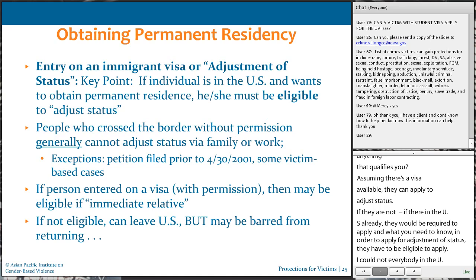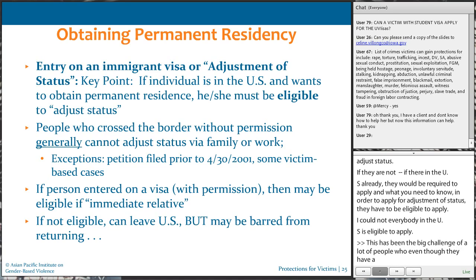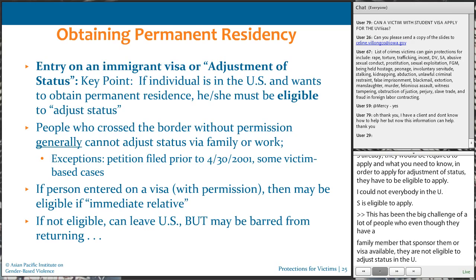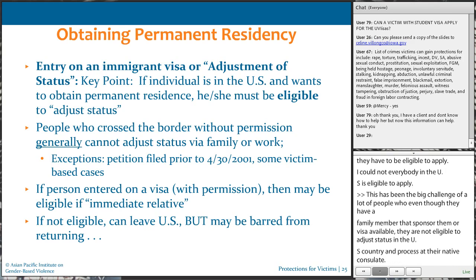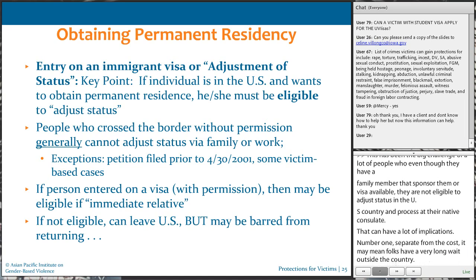And this has been the big challenge of a lot of people who, even though they have a family member that sponsored them and they might have a visa available, they're not actually eligible to adjust status in the United States. They have to leave the country and process at their native consulate. And so, that can have a lot of implications. Number one, separate from the cost of it, it may mean that folks have a very long wait outside of the country, and they're going to be separated from their spouse while they're waiting for that consulate to process the application. And my understanding of some consulates is it's going to be a couple-year process because of just the sheer number of applications that they're processing.